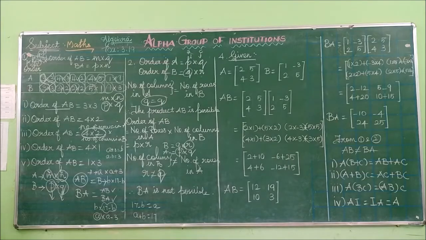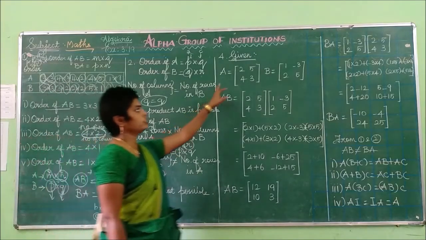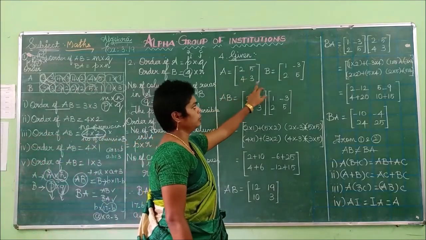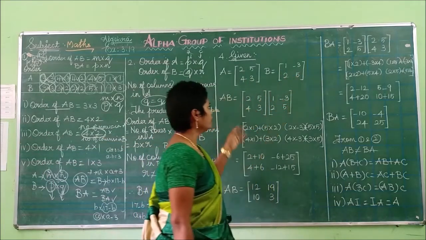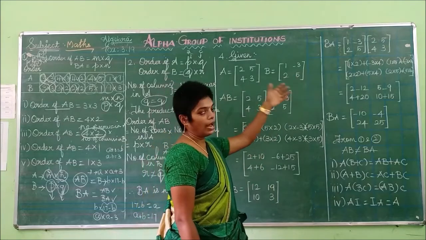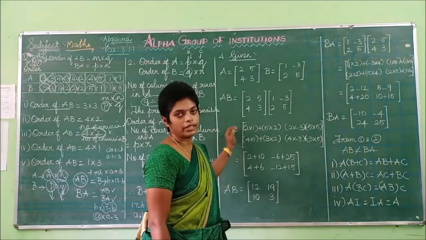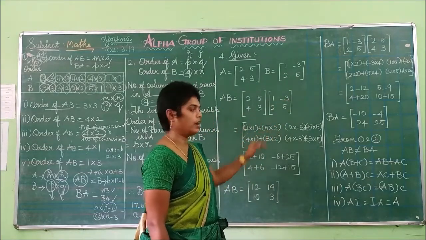Given A which is equal to 2, 5, 4, 3, B equal to 1, minus 3, 2, 5. You have to find AB, BA and check whether AB is equal to BA. So listen here, you have to find the value of AB and BA. At last you have to check whether AB is equal to BA or not.